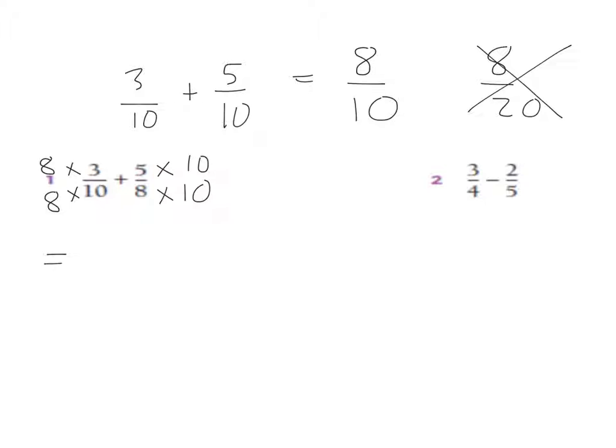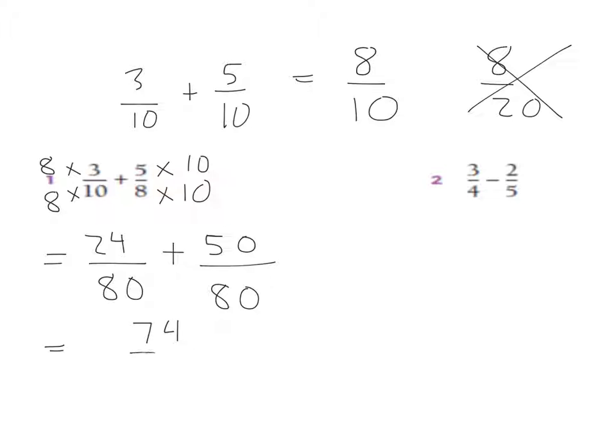So now I'm just going to multiply through. 3 by 8 is 24. 10 multiplied by 8 is 80. 5 multiplied by 10 is 50. And 8 multiplied by 10 is 80. When I add these together, 24 plus 50 gives me 74. And I have 80 as my denominator. Remember, I do not add the 80s together. I end up with 74 over 80.